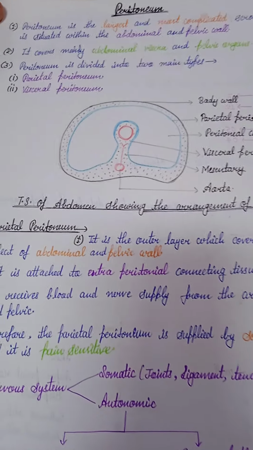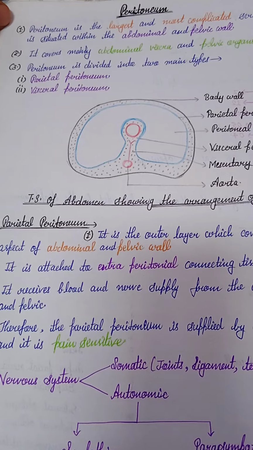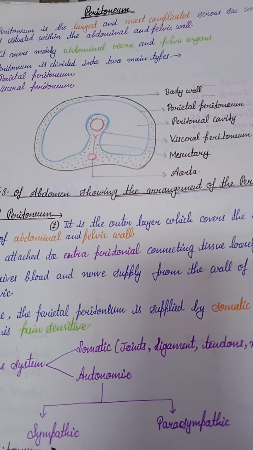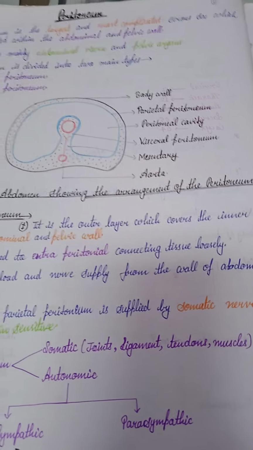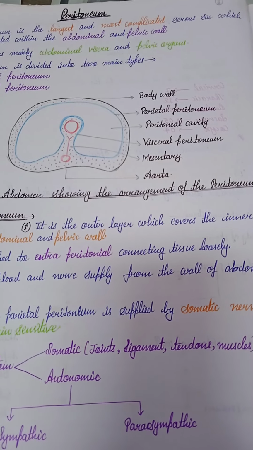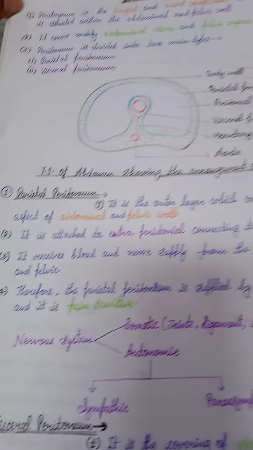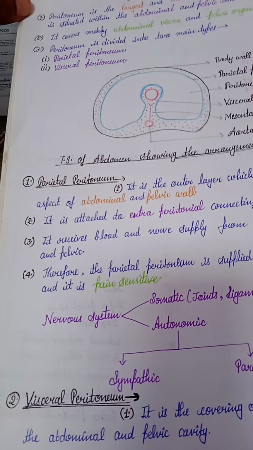The peritoneum is divided into two main types, parietal peritoneum and visceral peritoneum. Transverse section of the abdomen showing the arrangement of the peritoneum: body wall, parietal peritoneum, peritoneal cavity, visceral peritoneum, mesentery and aorta. Number one, parietal peritoneum.